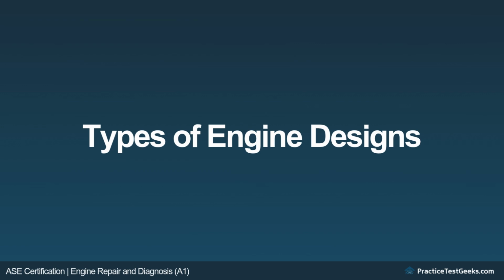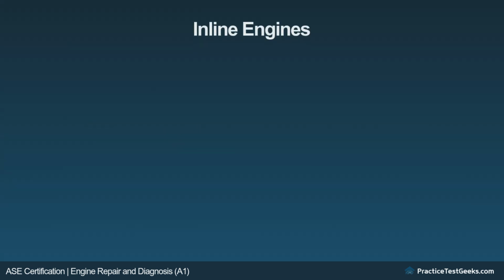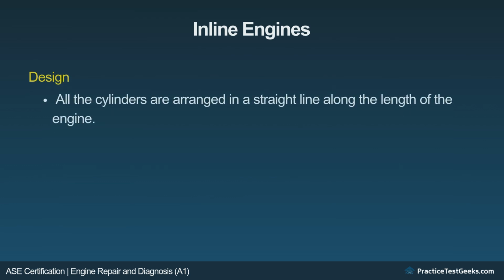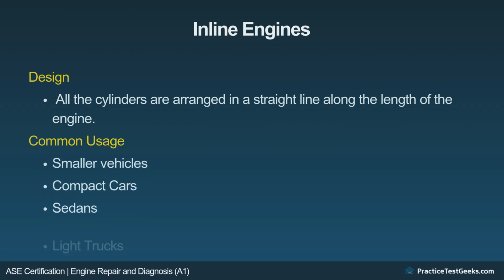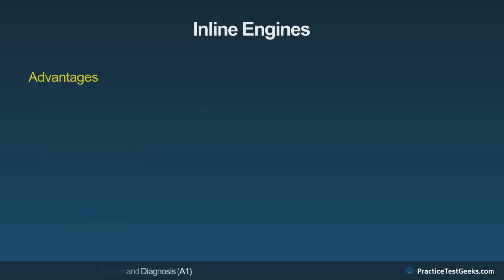Types of engine designs. Engine designs have a significant impact on vehicle performance, efficiency, and suitability for different applications. The most common engine designs are inline, V-type, and flat engines. Inline engines. Design. In an inline engine, all the cylinders are arranged in a straight line along the length of the engine. Common usage. Inline engines are commonly found in smaller vehicles, such as compact cars, sedans, and light trucks.